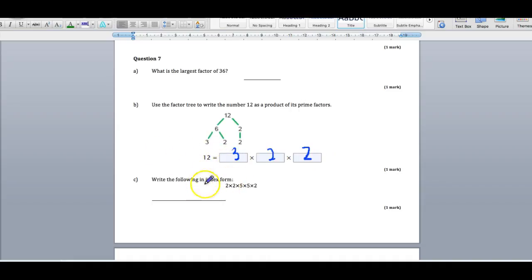All right, write the following in index form. This was done quite well. So we have 2 different bases. We have a 2, and how many do we have? 1, 2, 3, so it's 2 cubed. And then the other base is 5 squared. Okay, you didn't have to evaluate them, just writing 2 cubed times 5 squared.